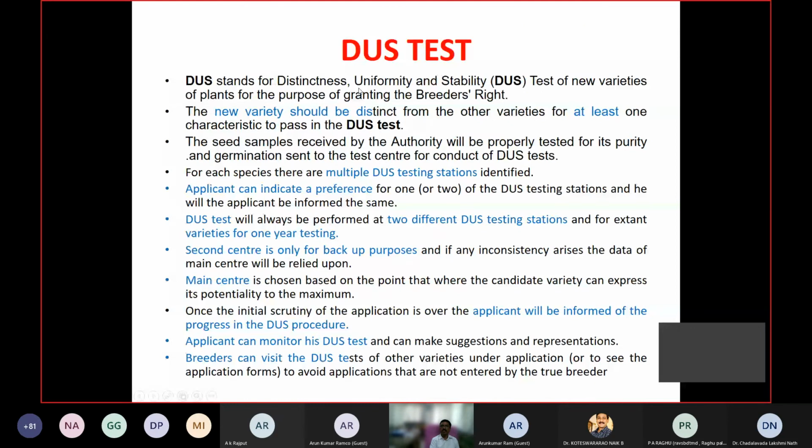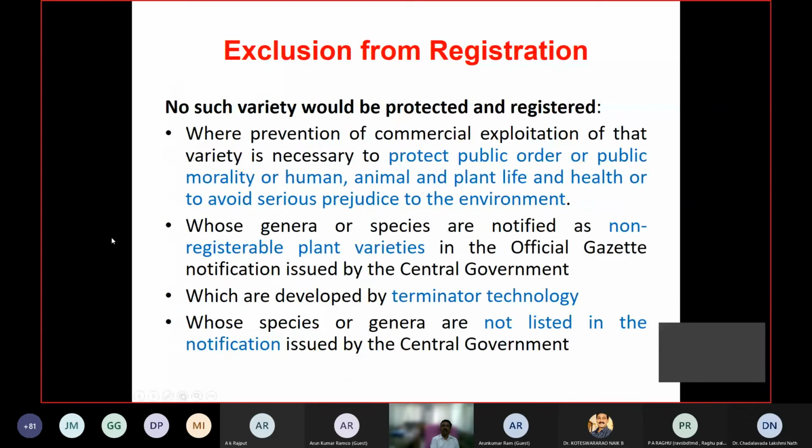A DUS test is done to recognize the variety. It should pass at least one DUS test. What does DUS mean? Distinctiveness of that variety. Already told you, it should be distinct, it should be uniform, it should be stable. That test is done on the field, so then only that recognition is given.